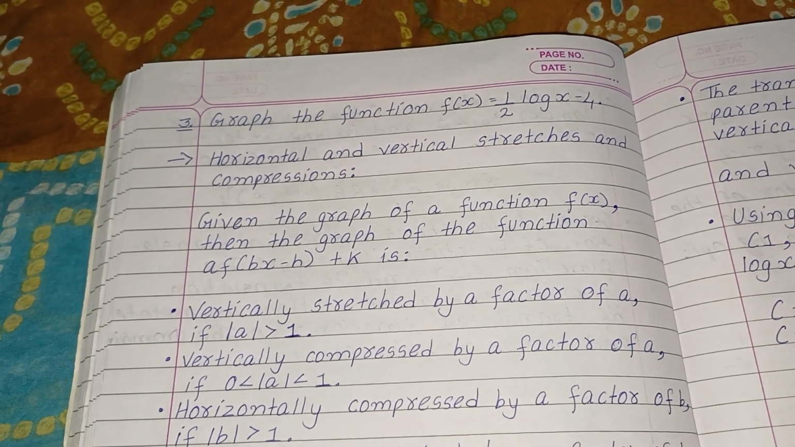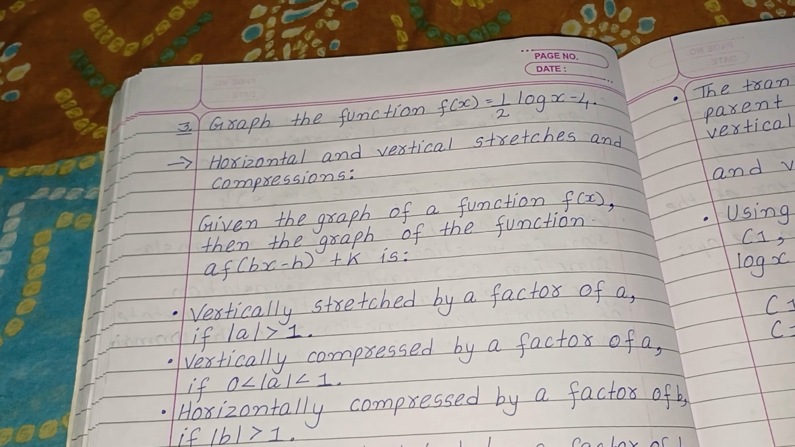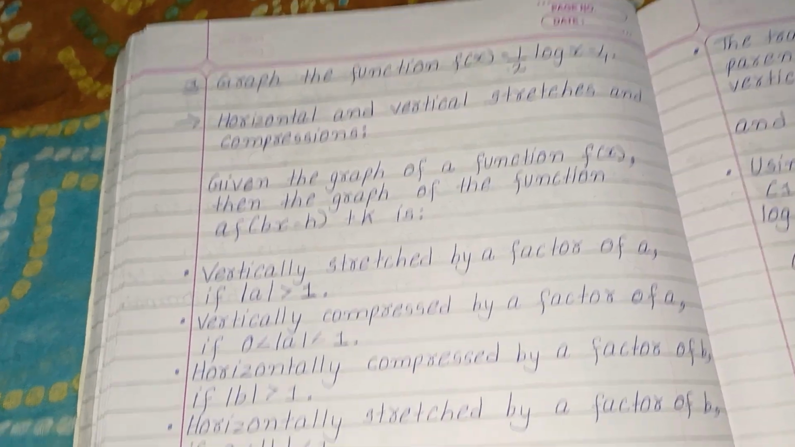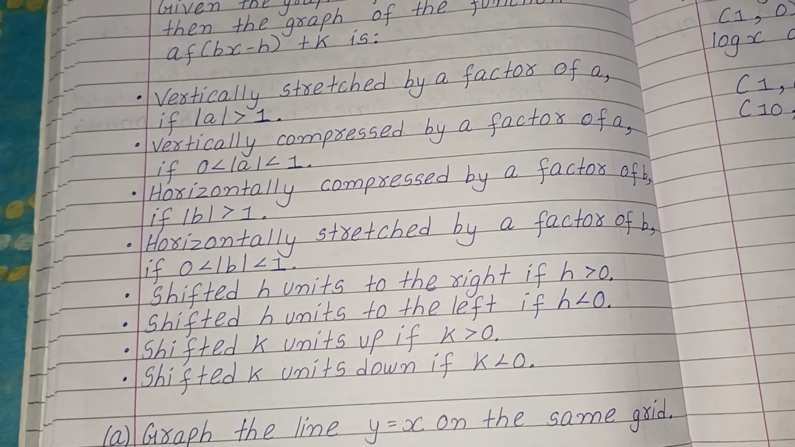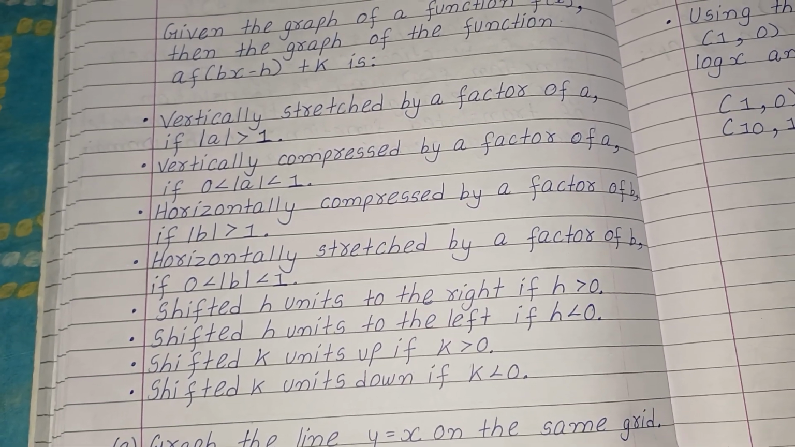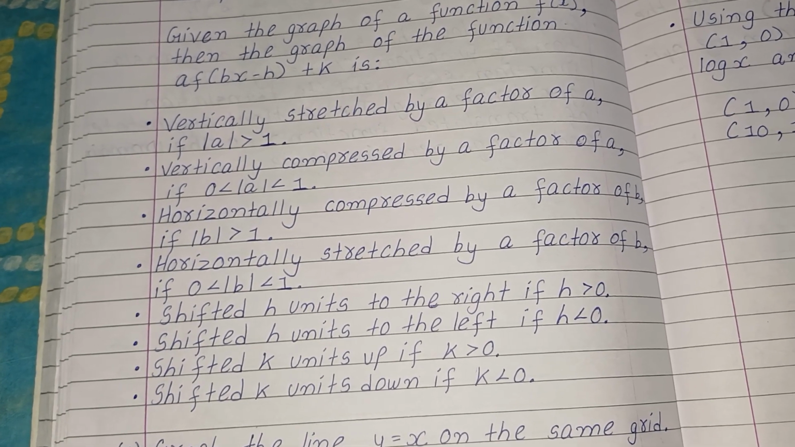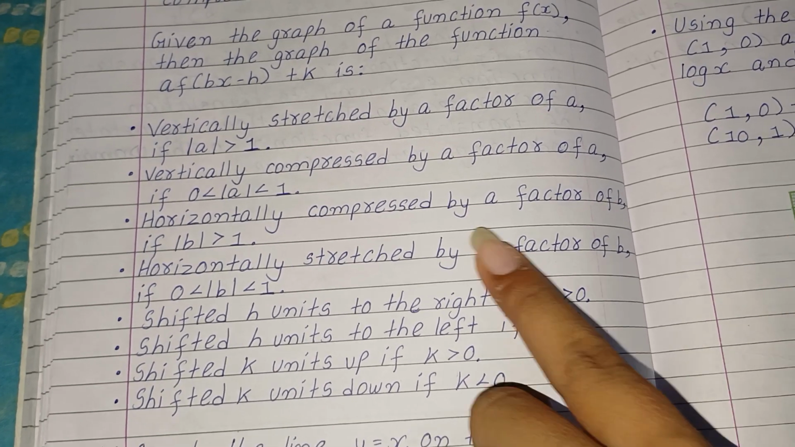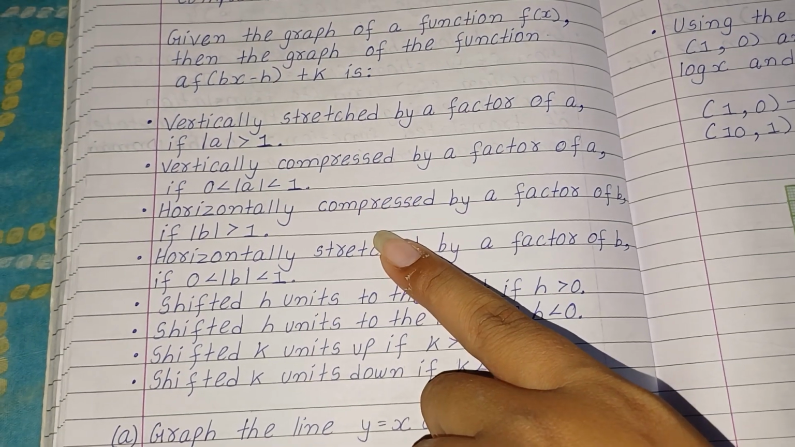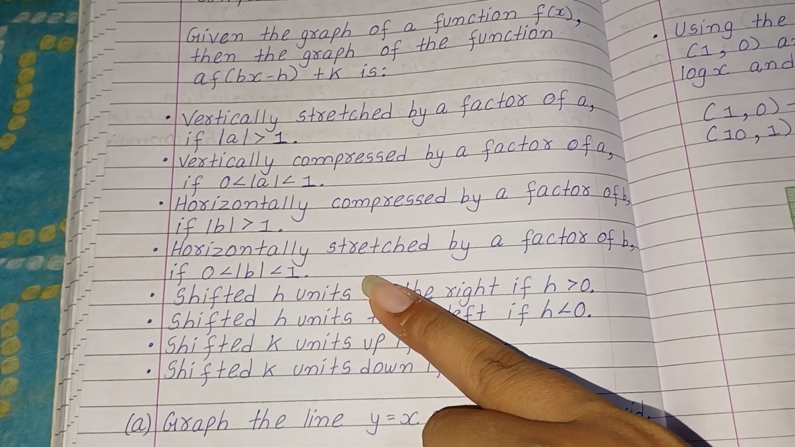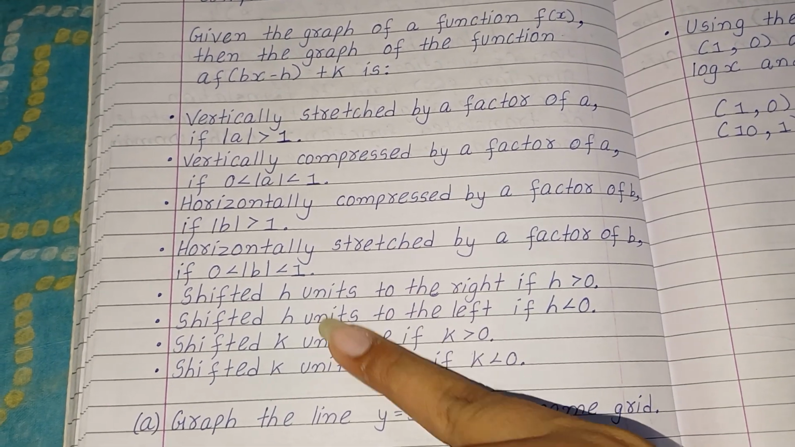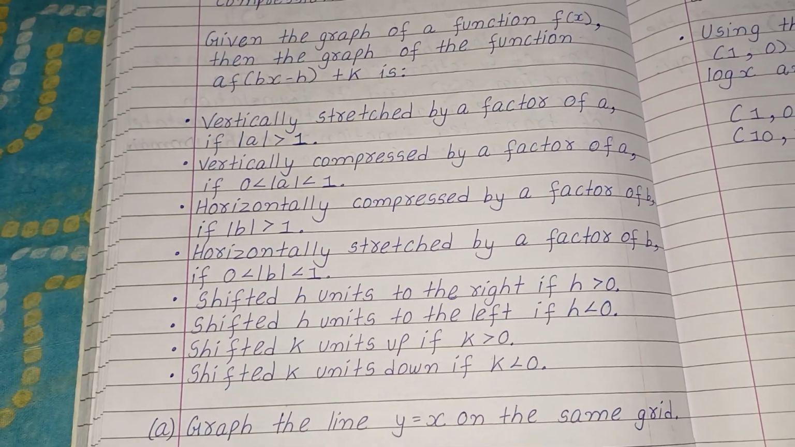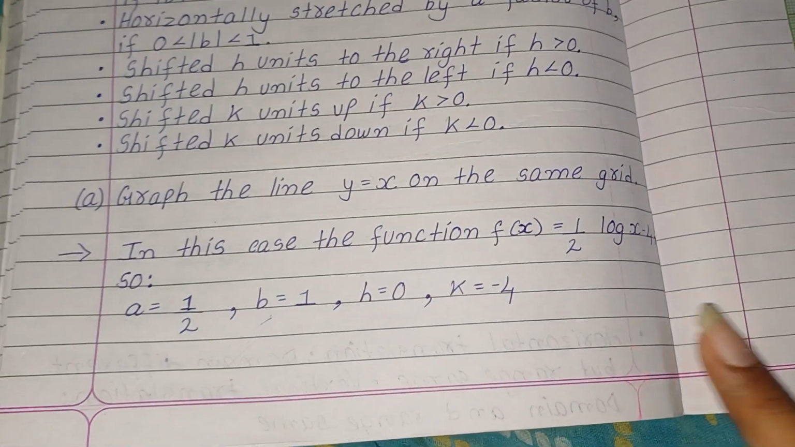So given the graph of a function f(x), then the graph of the function a f(bx - h) + k is vertically stretched by a factor of a if a is greater than 1. It is the same for all. I have written vertically compressed, then horizontally compressed and horizontally stretched. Then shift h units to the left or right, and up or down. You can see here.